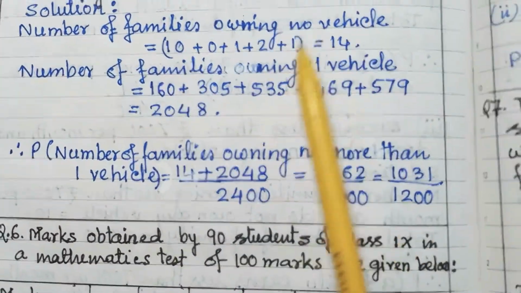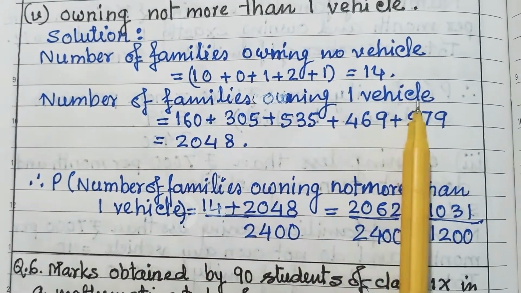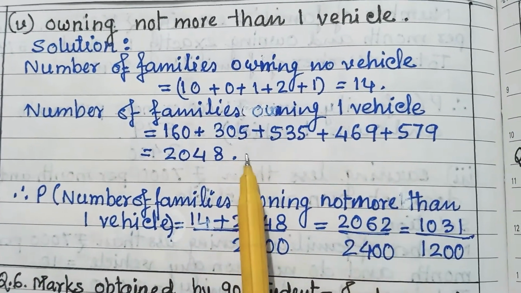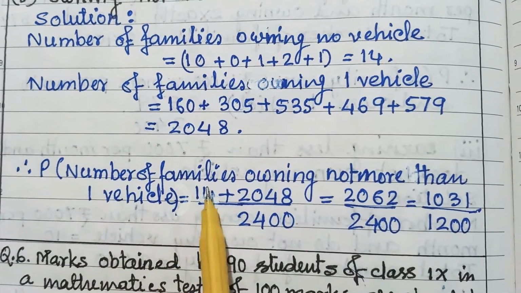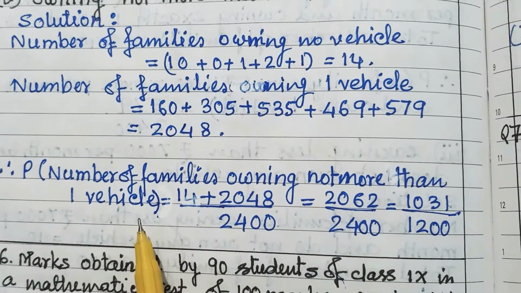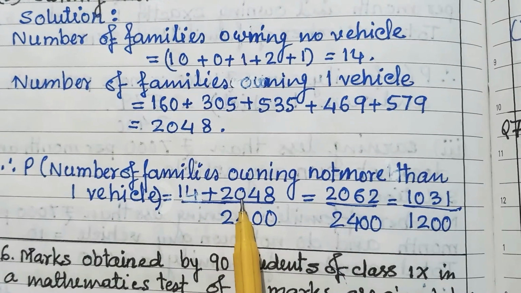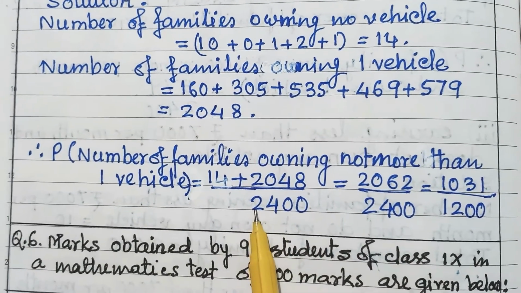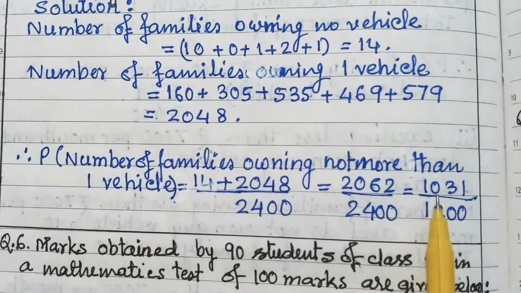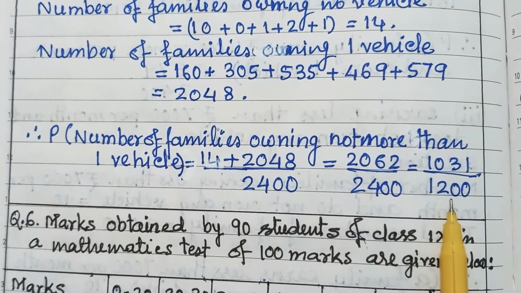So for 0 vehicles there are 14 families, and for 1 vehicle there are 2048 families together. So the probability of the number of families owning not more than 1 vehicle, that means less than 2 vehicles, is 14 plus 2048 upon 2400, which equals 2062 upon 2400. It is 1031 upon 1200. This is the probability.